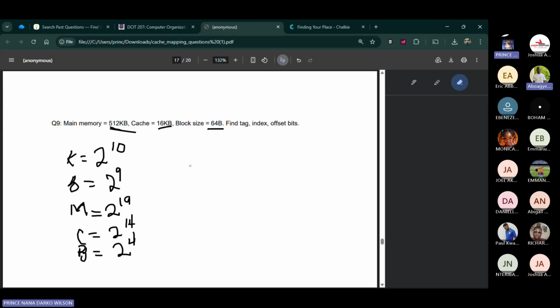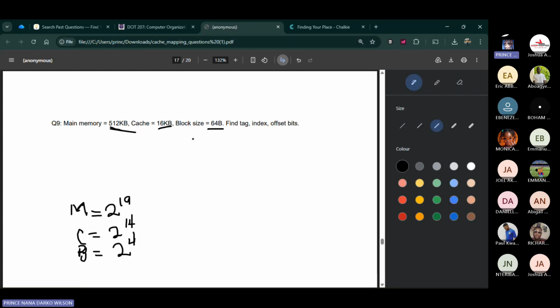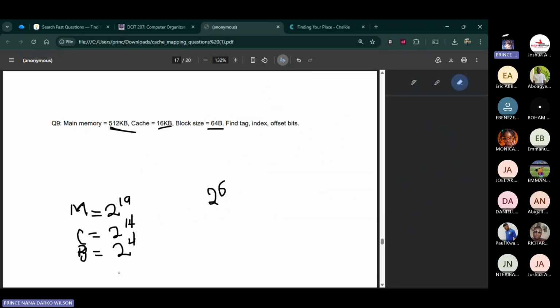Yes, sorry. You said the 64 is 2 raised to the power 4? Can you take that again, please? Oh, sorry, 64 bytes. I was treating it like 16. Thank you. So 64 bytes on the other hand is going to be 2 to the power, I believe, 6, not 4. I treated it like 16. Thanks for pointing that out. Sorry.